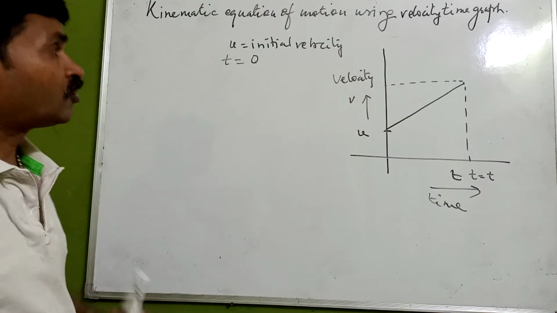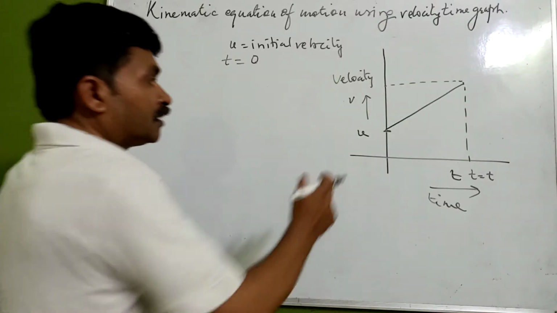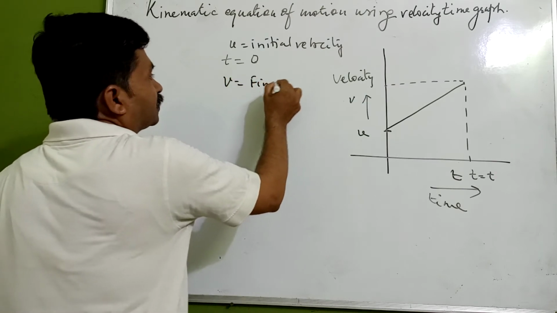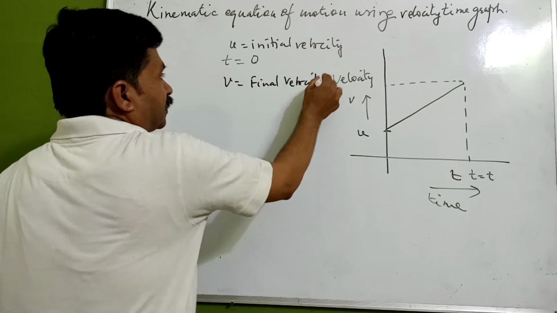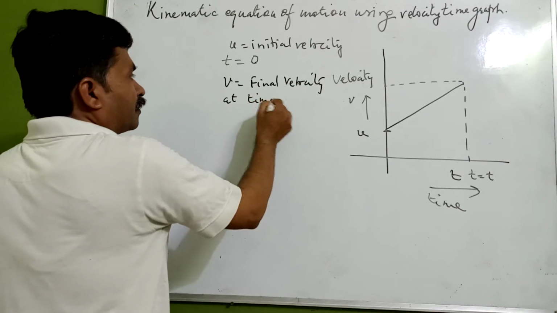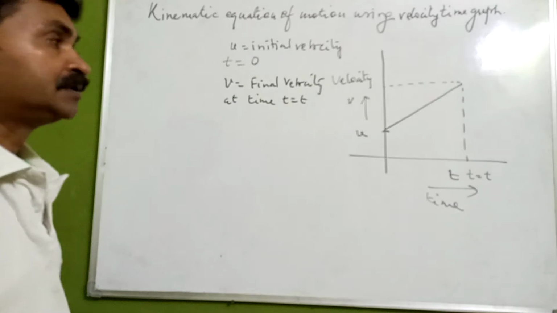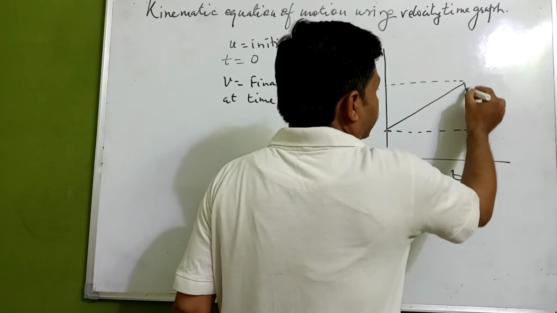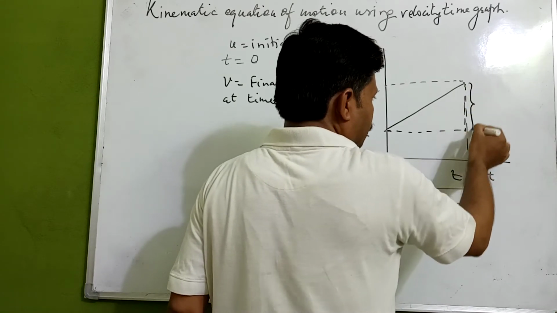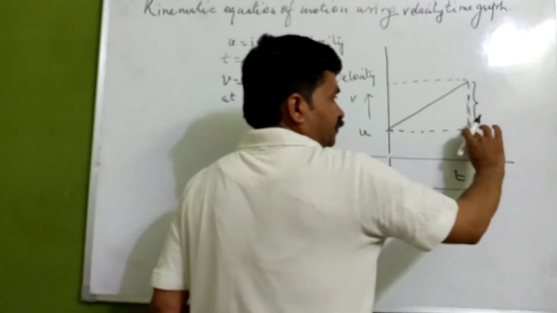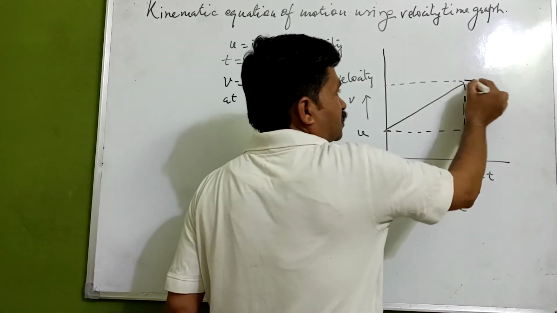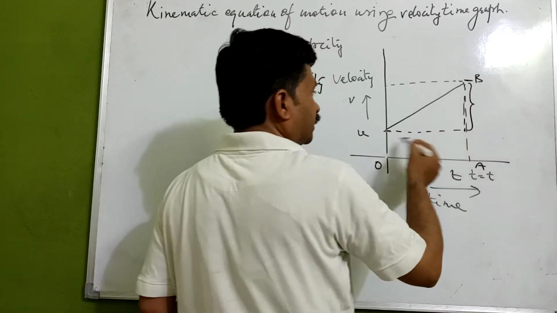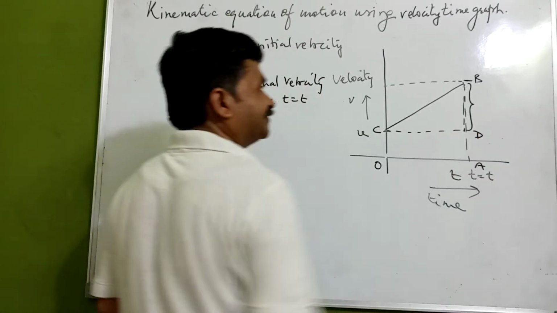So in the velocity time graph, initial velocity u, and after time t we get a final velocity v, that is at time t equals to t. Now if we go through its slope, this is u and this is v. I can call this point O, this A, this B, this C, and this point D.